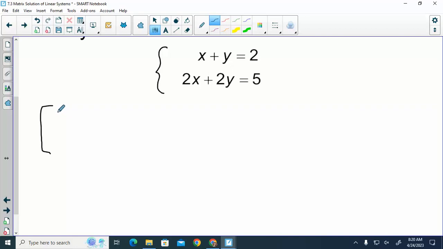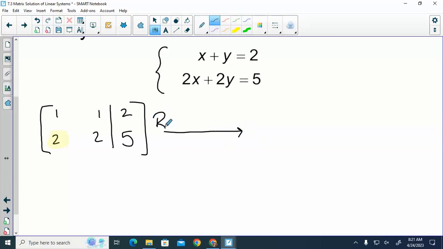So what's the first row? 1, 1, 2. 1, 1, 3. And the second row? 2, 2, 5. Okay. So what do we need first? Everybody should be able to answer this question. A 1 in row 1, column 1. But we have it, so what are we going to get first? Zero. Like I said, 0. Because we're getting the first column first.